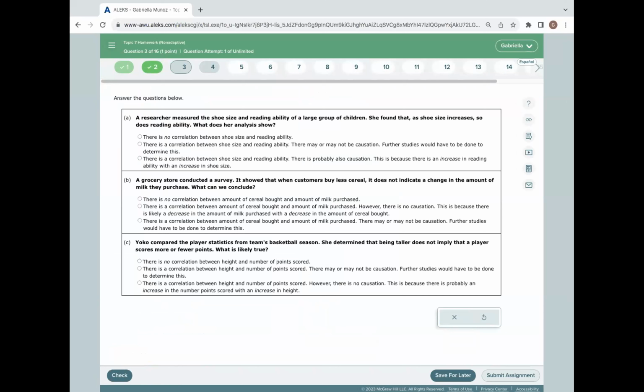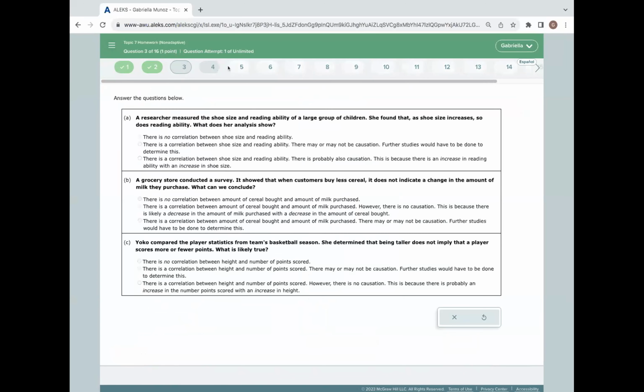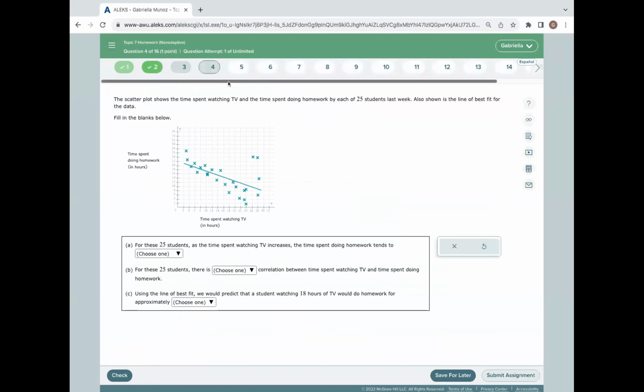More numerical ones. We'll just wait till they get them on more. Oh, hold on, sorry. I clicked on 3 again. Okay, so this one, the charting.